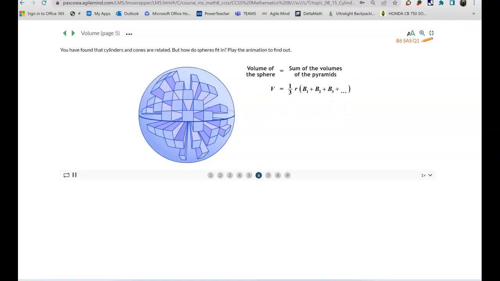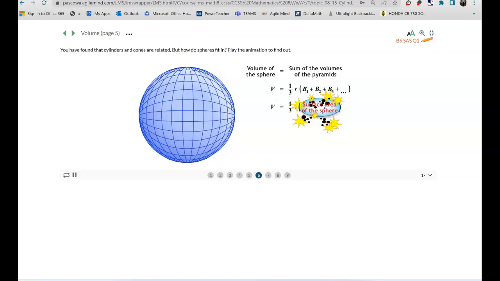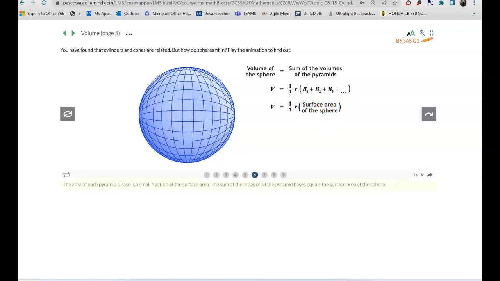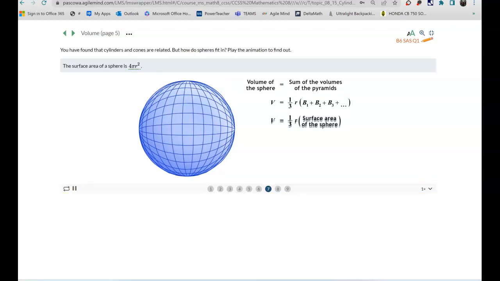So now we can see that all those base 1, base 2, base 3, all of the bases of those pyramids, they all add up together to equal the surface area of the sphere. And we already learned how to find the surface area of the sphere. So, if we multiply 1/3 times the radius times the surface area of the sphere, that should give us the volume of the sphere.